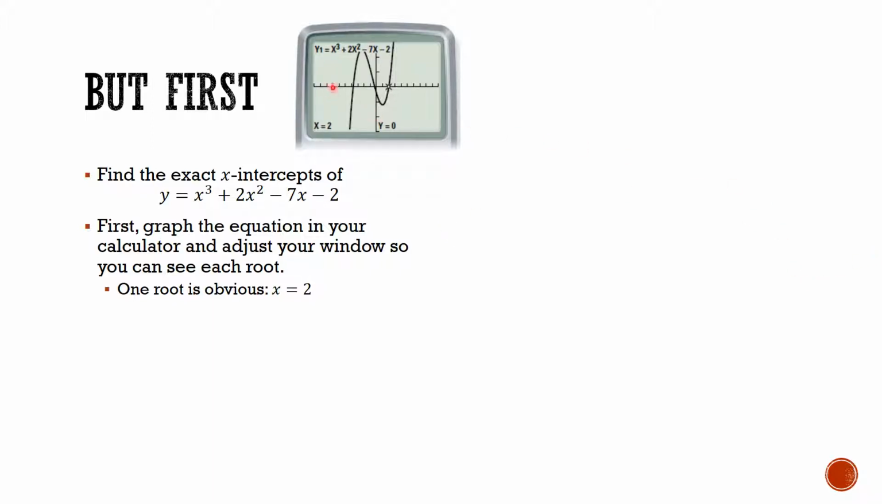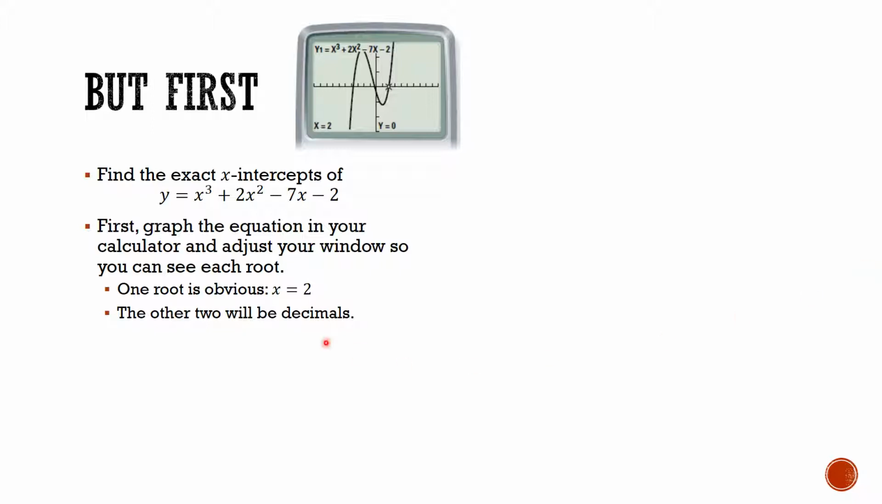The other 2, see how they cross in the middle of 2 x values? That means they're going to be decimals. So you might think, oh, I can just put y2 as 0 and then do the intersect thing, but that's going to give you a bunch of decimals. I want the exact, meaning with square roots. The calculator can't give you that.